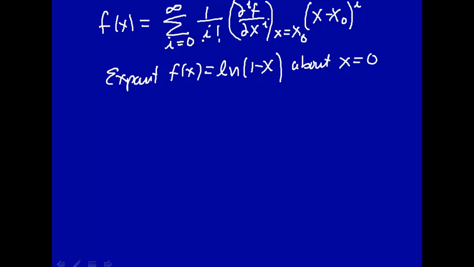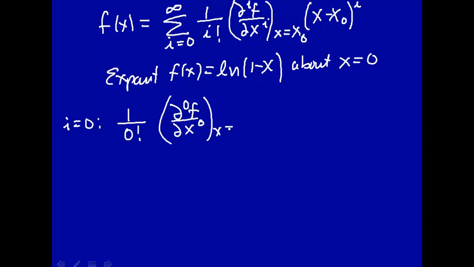All right, so let's take the first term of this Taylor series expansion. That means i is equal to 0. So for i equals 0, we have 1 over 0 factorial, the 0th derivative of f with respect to x, evaluated at x equals x0. That should be a 0 down here, I guess. And then x minus x0 raised to the 0th power. We know from factorials this is equal to 1.